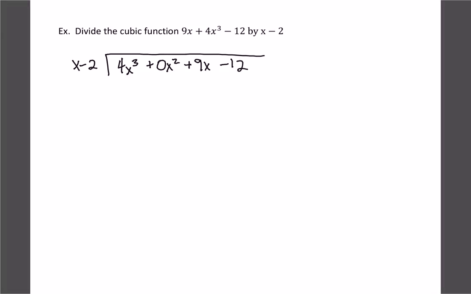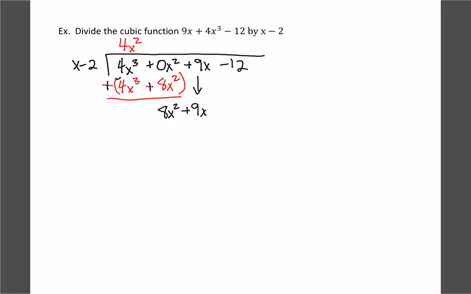How many times does x go into 4x cubed? Well, x times what would give you 4x cubed? That would be 4x squared. You always want to multiply those to get that first answer. So now when we multiply, FOIL it out, 4x squared times x would give you 4x cubed. 4x squared times negative 2 would be negative 8x squared. Remember what we want to do now is subtract those. It's a good idea to change your signs, so let's think of it as adding the opposites. 4 minus 4 is 0. 0 plus 8 would be 8x squared. Bring down our 9x, and now we start all over again.